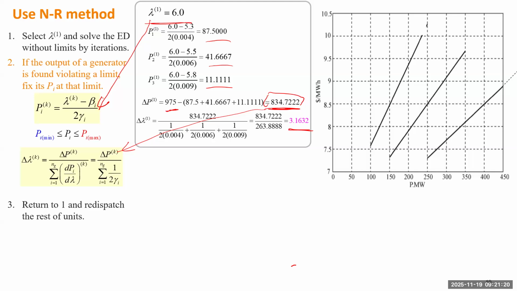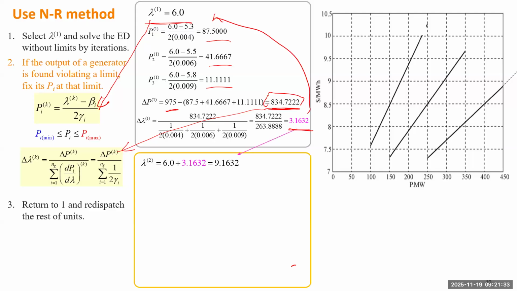If the generator limits are not considered, this step will solve the problem. So once you add this value to the initial lambda, that will be the final answer. But now we're not sure because we need to check the limit. Okay, so this tells you the lambda should be updated to 9.16, which means we need to move up that horizontal line until this yellow line. So this is lambda 2.